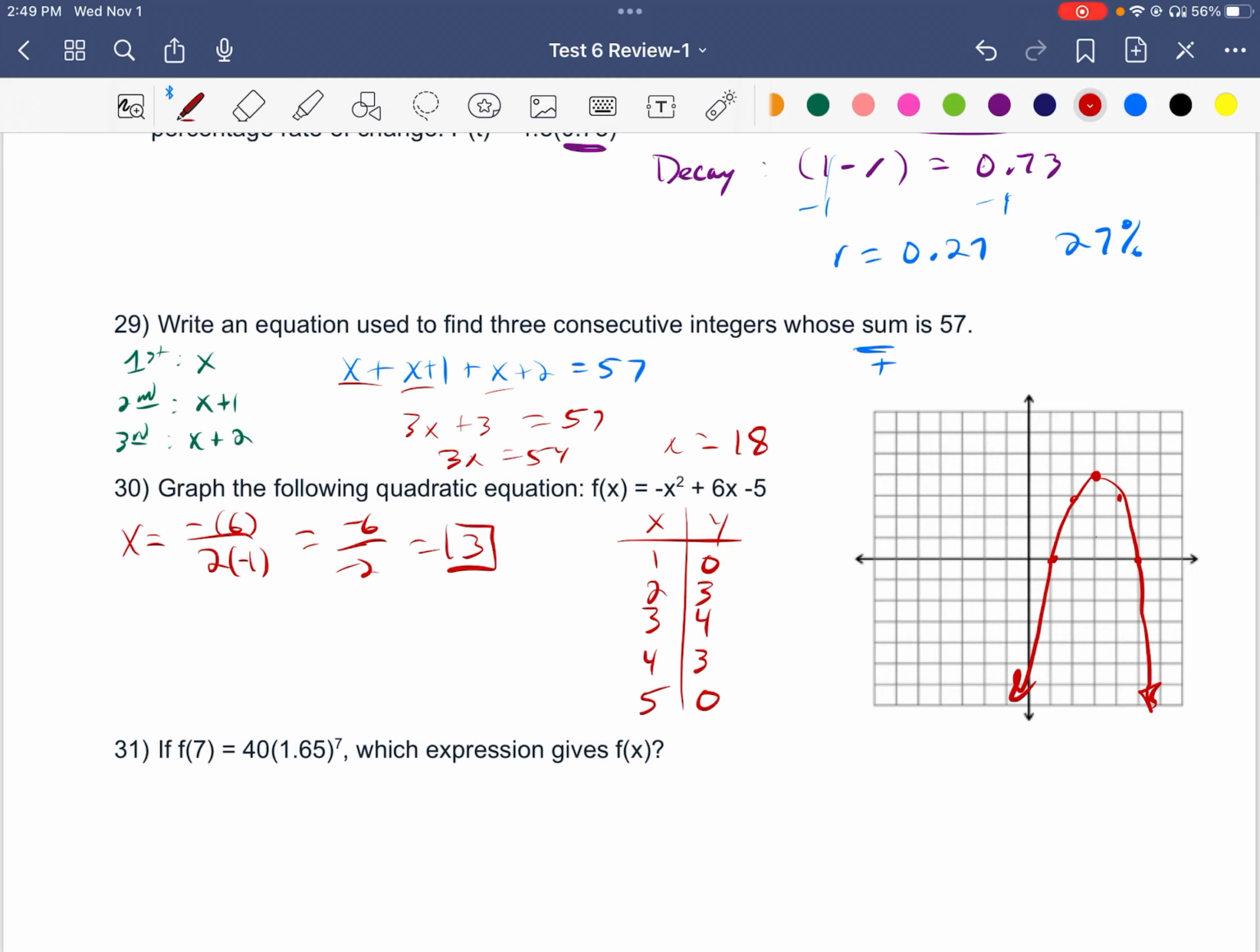If f of 7 is equal to 40 times 1.65 to the 7th power, what gives f of x? Well, notice the x is what replaced the 7. So f of x, I'm just going to replace the 7 and keep everything else the same. Ta-da! It's kind of like the reverse way we normally do it.